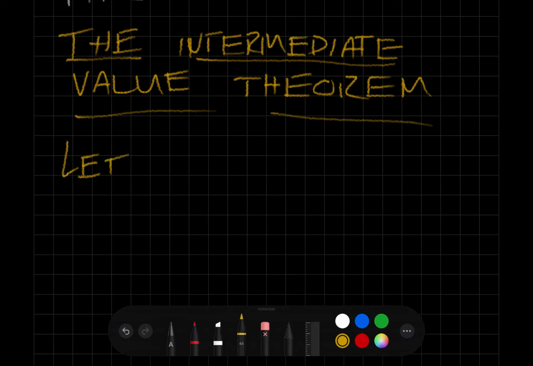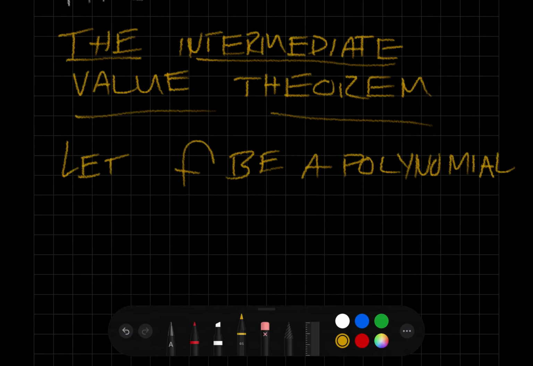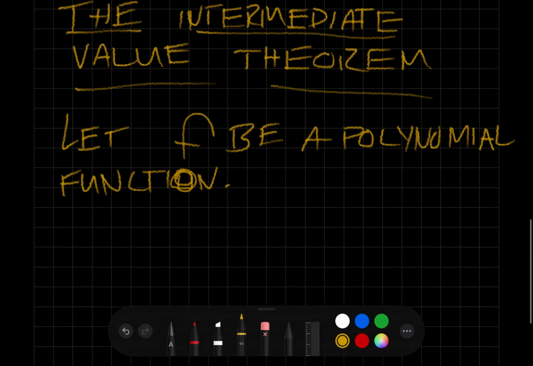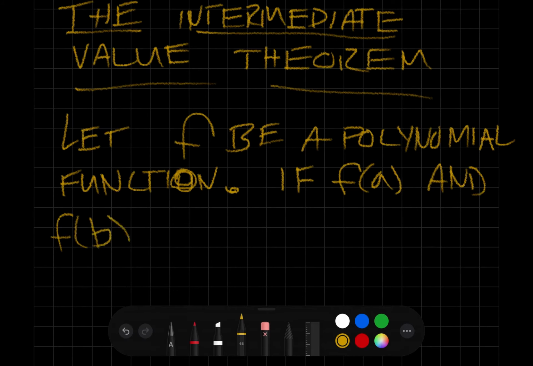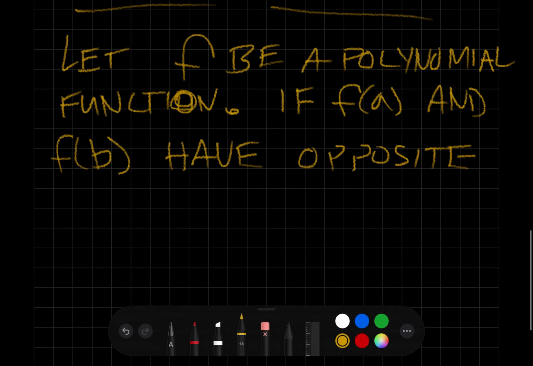Let's say we have a polynomial function. Let f be a polynomial function. In our example above, that polynomial function was the line we were connecting A and B with. And suppose we have this case: f of a and f of b have opposite signs. One is positive, above the x-axis. The other is negative, below the x-axis.